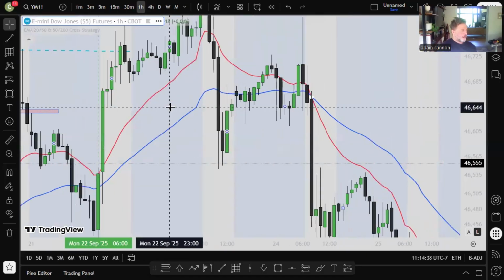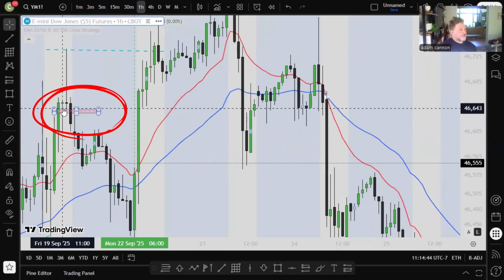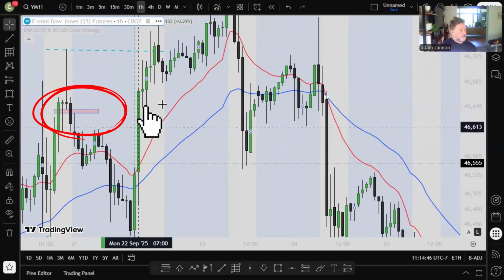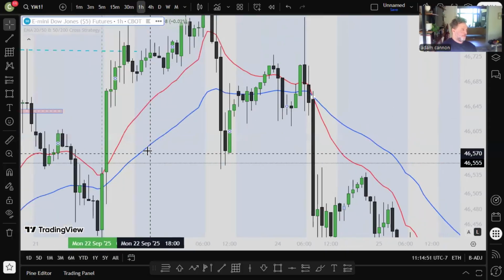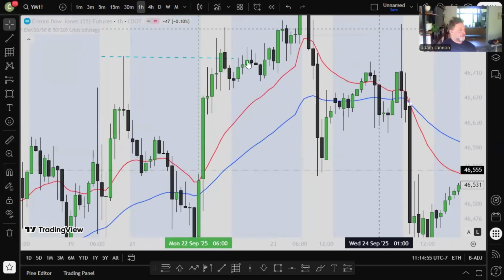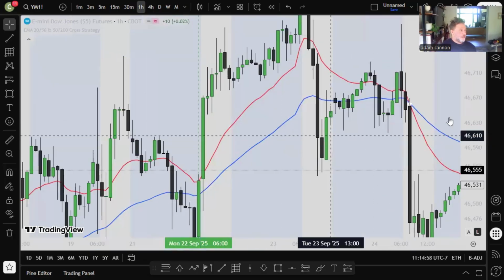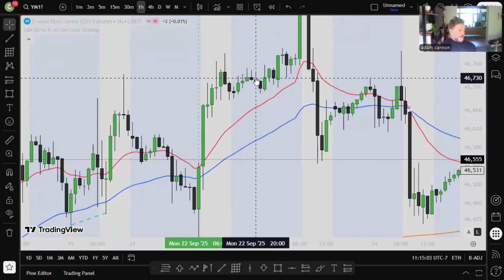So always, after inversion, always expect it to return to either the gap itself or a PD array below it. So in this case, it could have come down into this bullish gap right here. So all we're doing here is we're just adding pieces to the puzzle, okay? So up here, we have this major bullish gap right here after the open. It closes it. We have this run.